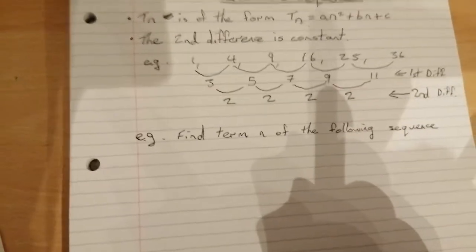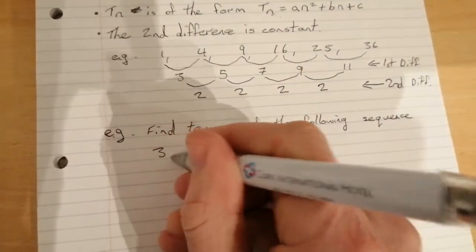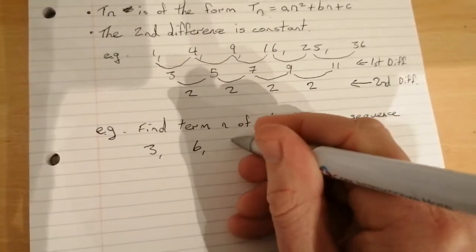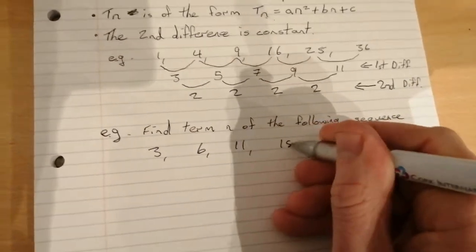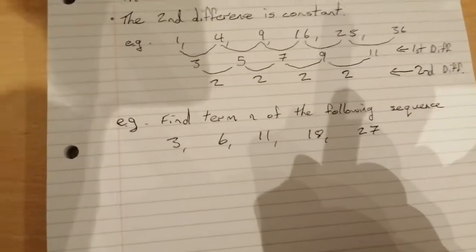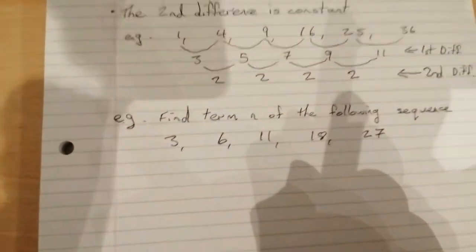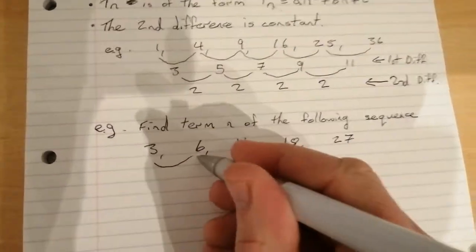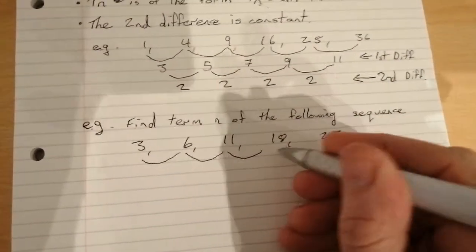Okay. And the sequence we're going to go with is this: 3, 6, 11, 18, 27. Okay, now I haven't told you whether it's linear or quadratic, so we must first decide what type of sequence it is. So we look at the differences.